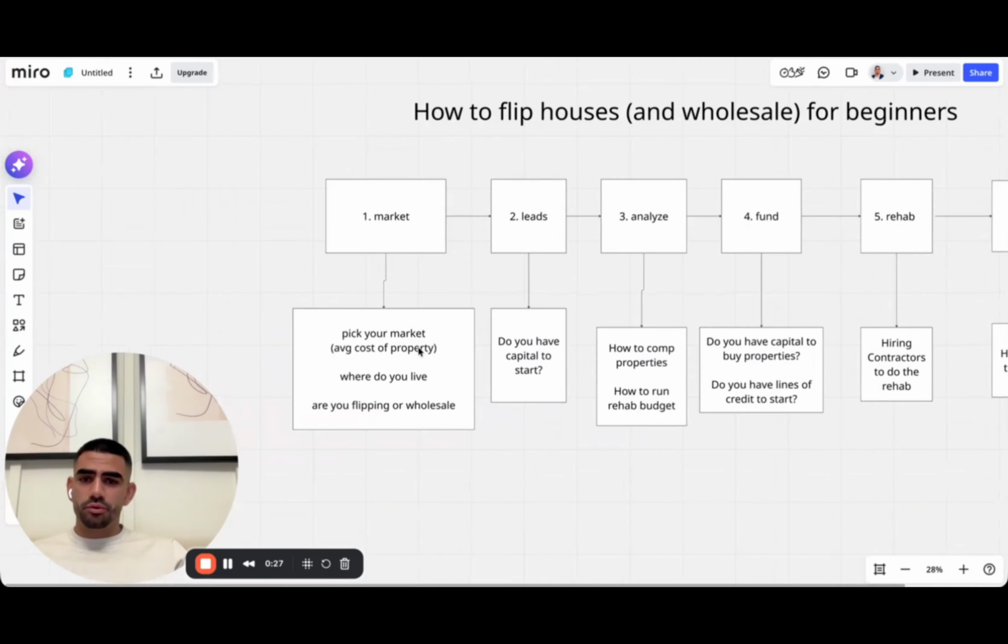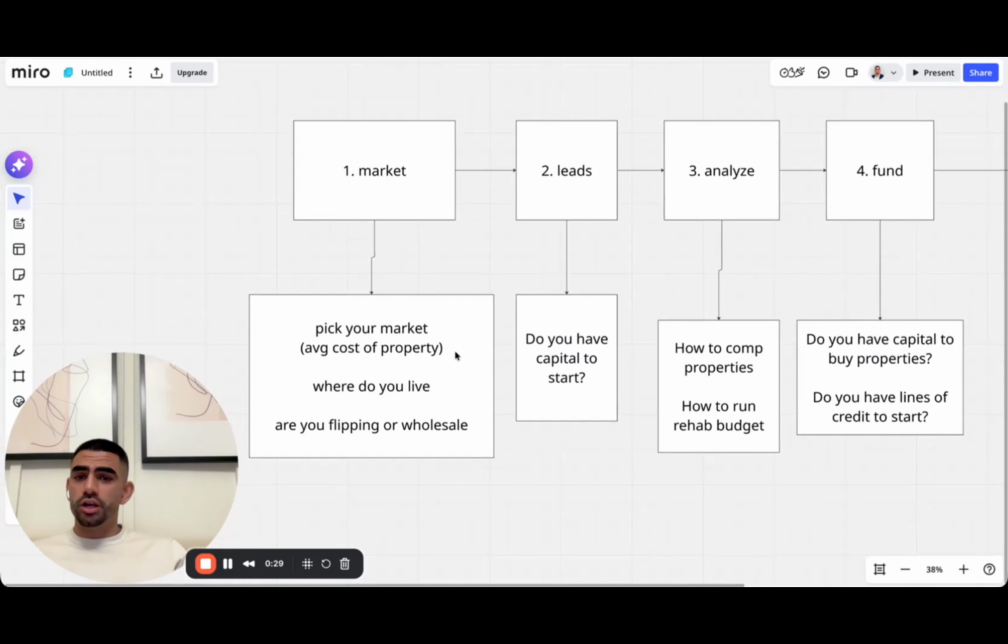So the very first step I put in here is: what market are you in, and how to pick a market. Picking your market is going to be very important, obviously, because the different markets, in higher price points or lower price points, depend on how much you can afford as a down payment to flip your very first property. So you want to look at the average cost of property. If you live in very expensive areas like the Bay Area, New York, some parts of Florida, you might want to pick a different market to flip in.